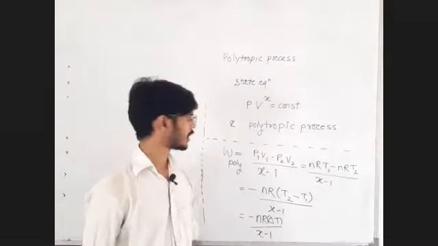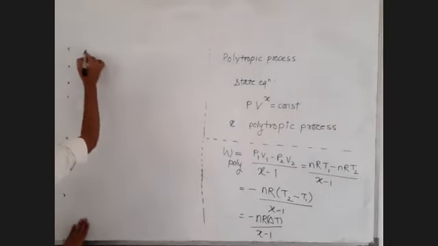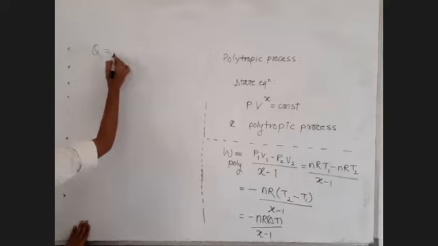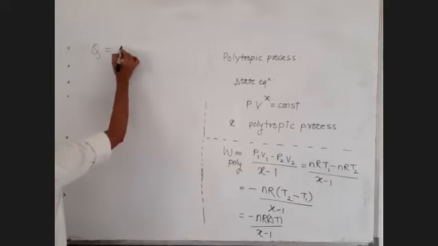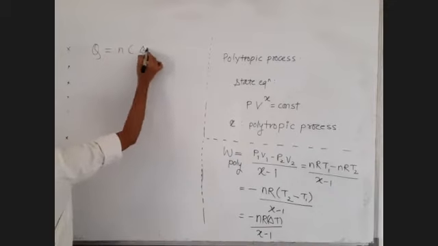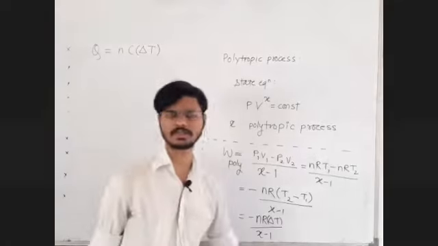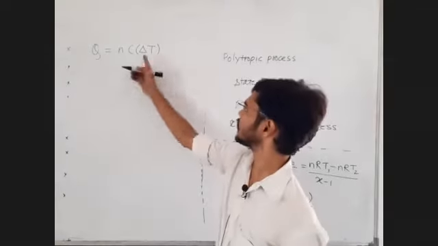Okay, sir. Now, sir, what about the heat exchange? Yes, very simple thing. For any process, heat exchange can be written as nC delta T. This is applicable all the time. This is a general formula.